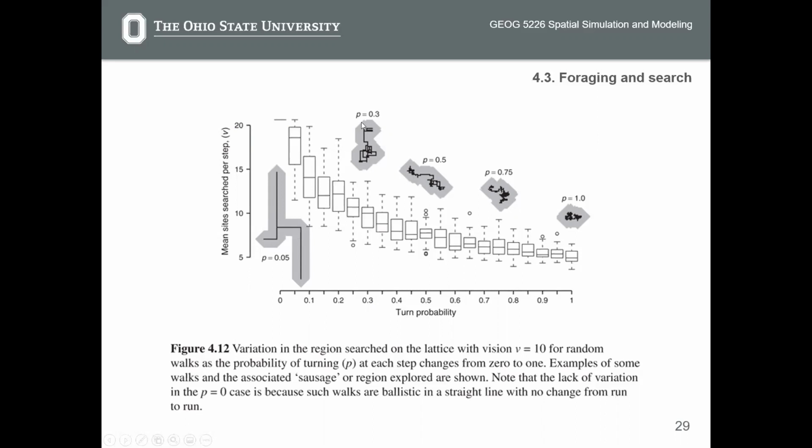But if you increase the p-value from 0.05 to 0.3, 0.5, 0.75 to 1.0, you can say the area covered by the trajectory of the walker decreases dramatically. So here we have a large shaded gray area that is covered by the walker after a specific number of steps. But with the same number of steps, the walker can only cover this small area of gray if the p-value is equal to 1.0.